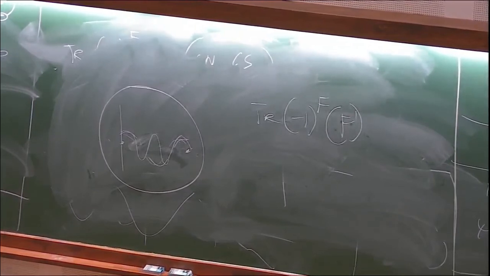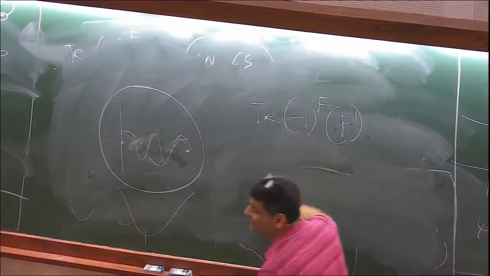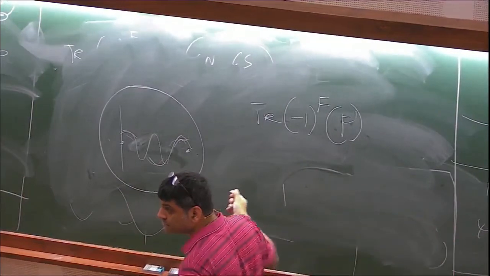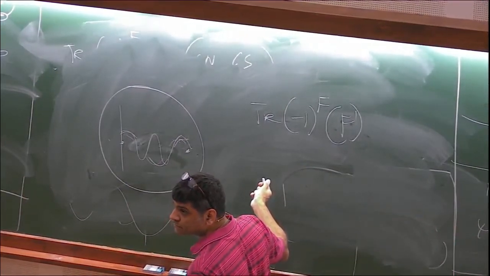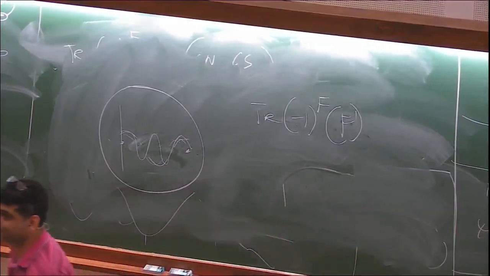On a circle, we should also consider the case where W is antiperiodic, but then this wave function would be antiperiodic. The wave function would not be antiperiodic. The integral would be what? So let's take an example. It would not be analytic.